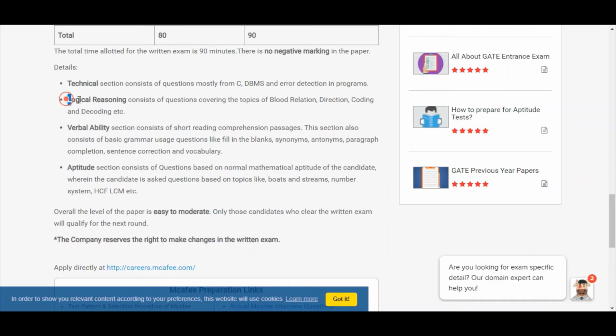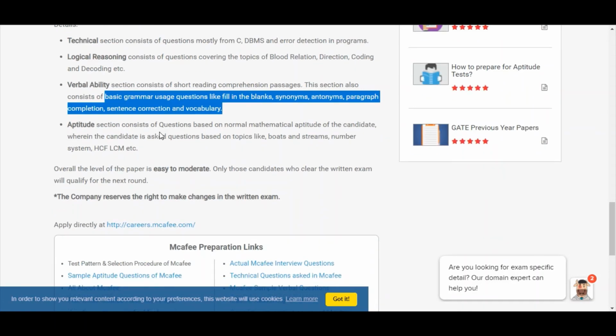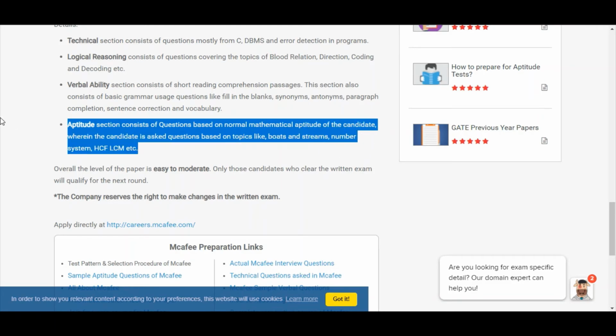Then they have given logical reasoning, with concepts like blood relation, direction, coding and decoding. Verbal ability covers basic grammar and usage questions like fill in the blanks, synonyms, antonyms, paragraph completion, sentence correction, and vocabulary. Aptitude covers things like boats, streams, HCF, LCM.